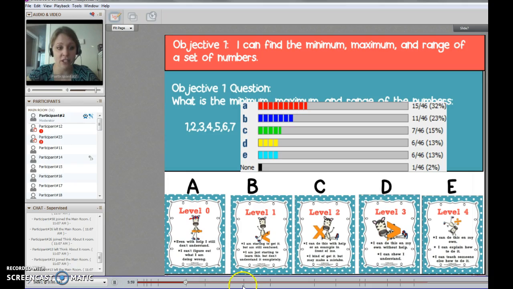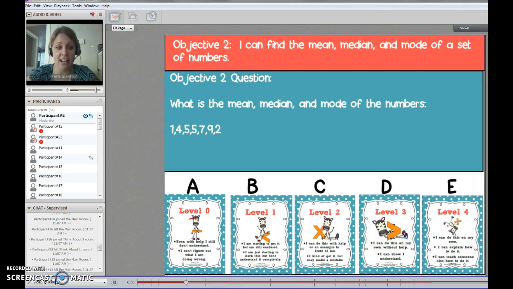I'll bring everybody back for just a second. All right, our next question is, and I need everyone to answer, or you're going to be going to the Think About It room, okay? Okay, objective 2 is, I can find the mean, median, and mode of a set of numbers. And here's a question that goes with that. What is the mean, median, and mode of the numbers 1, 4, 5, 5, 7, 9, 2?